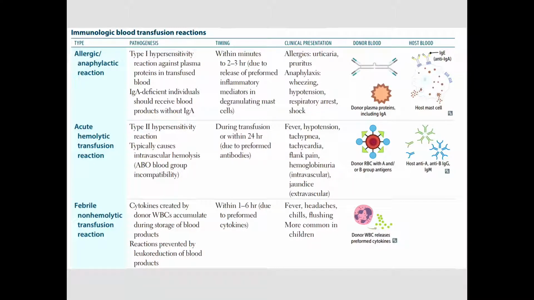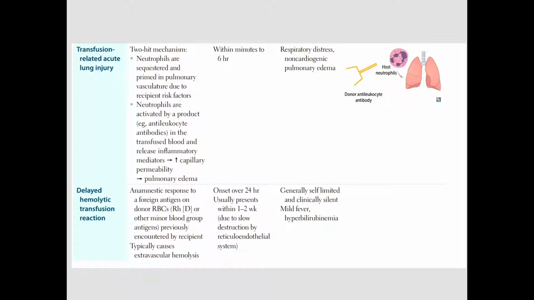So there won't be any hemolysis, flank pain, hemoglobinuria or jaundice, and you can easily identify this also with many other manifestations. Okay, one of the, I would say, rare manifestations, within 6 hours, can be transfusion related acute lung injury during the blood transfusion. So there can be several mechanisms.